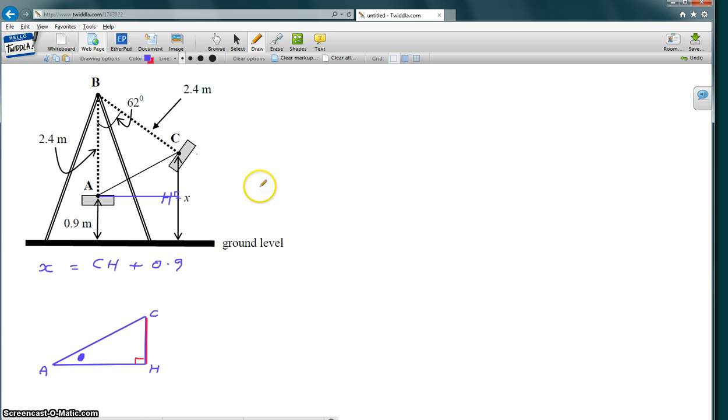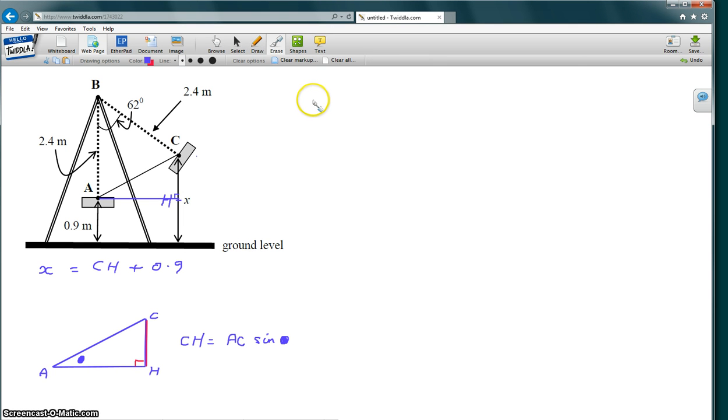Yes, I do. But before I go any further, let's make a mathematical statement about what I can do here. Now I can see that CH is going to be equal to AC times the sine of angle dot. So it's the hypotenuse, AC, times the sine of angle dot. So we need to work with the triangle that's got AC in it. We can see that because we need to know AC.